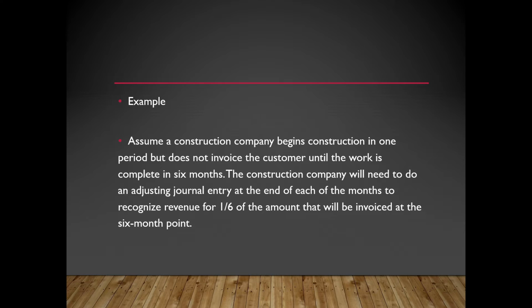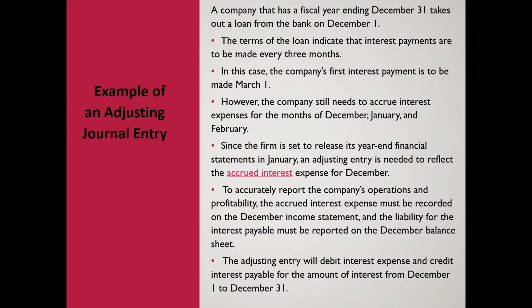For example, assume a construction company begins construction in one period but does not invoice the customer until the work is complete in 6 months. The construction company will need to make an adjusting journal entry at the end of each of the months to recognize revenue for 1/6 of the amount that will be invoiced at the 6-month point. I hope this example helps you to understand the journal entry. Otherwise, I have another example for you.